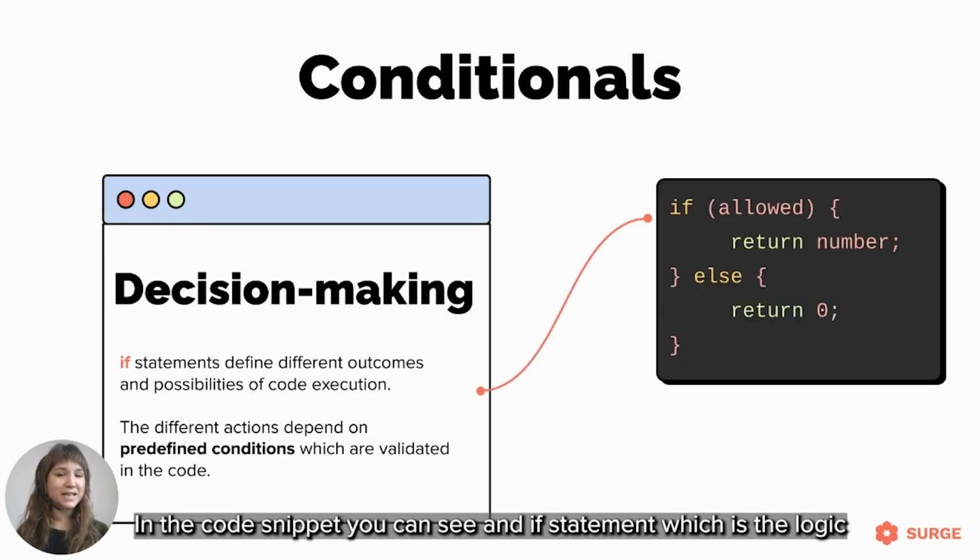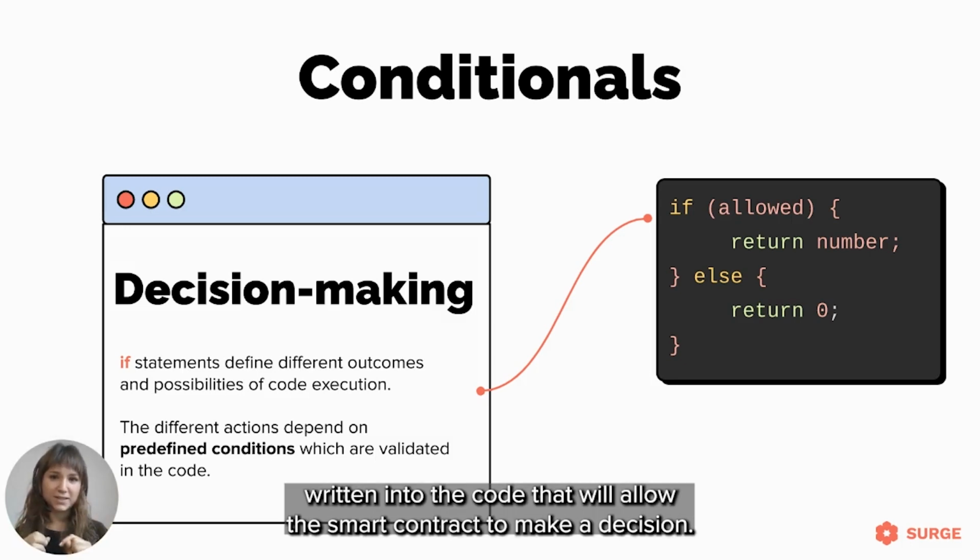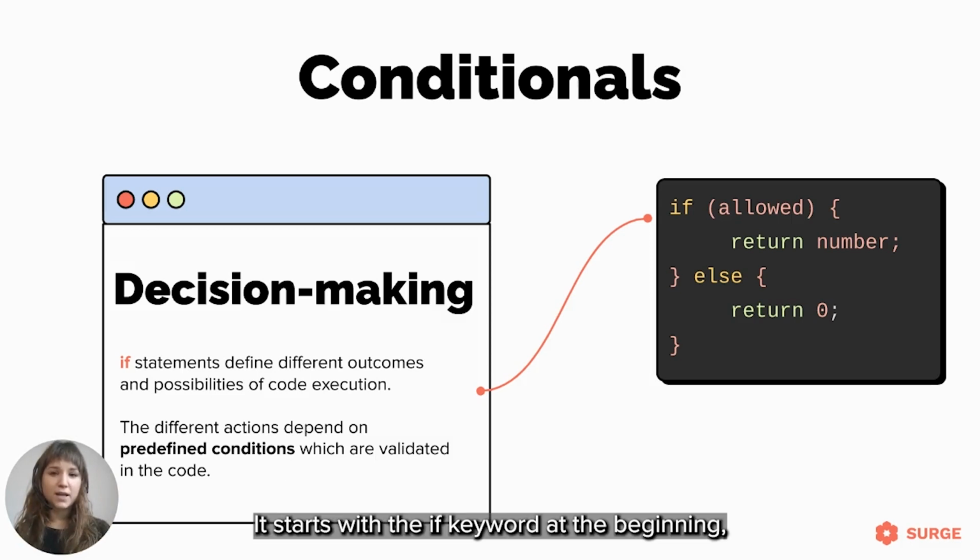In the code snippet, you can see an if statement, which is the logic written into the code that will allow the smart contract to make a decision. It starts with the if keyword at the beginning, which is followed by the predefined condition. In this case, we are using a variable that we just defined in the last slide. If you remember, allowed is storing a boolean, which means that it will be true or false.